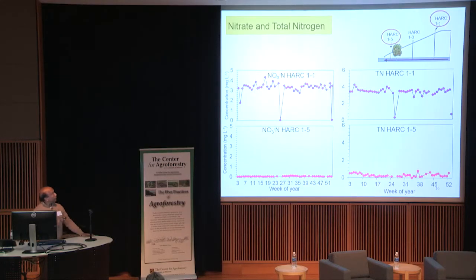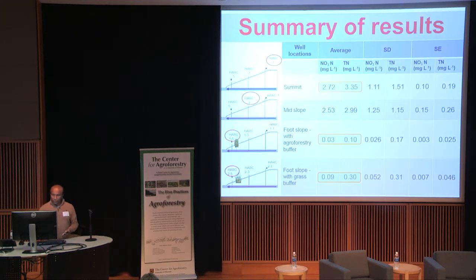So always summit wells had much higher concentrations of nitrate and total nitrogen. But wells down the buffer had very low concentrations of nitrate and total nitrogen. Some statistics. So summit wells much higher, as you see, mid slope. This is the interesting point. Down the agroforestry buffer, down the grass buffer, as you see here, 3 times lower concentrations of total nitrogen and nitrate in the deep wells down the agroforestry buffer.